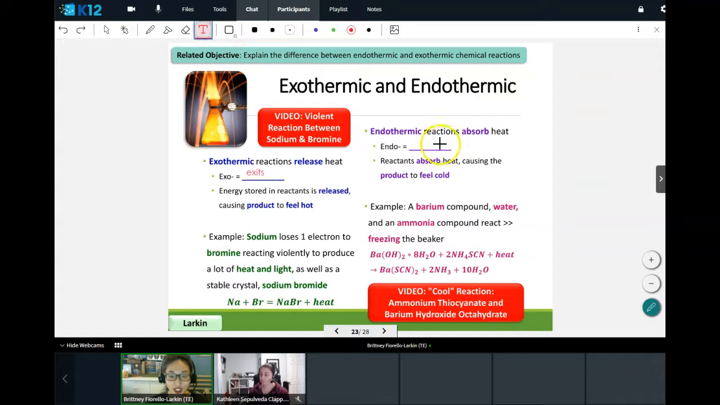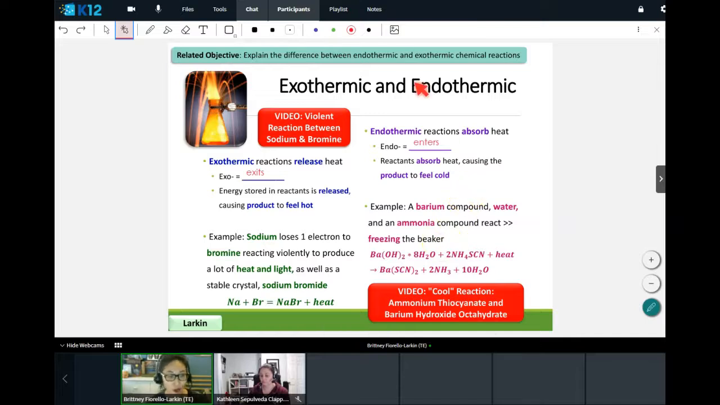Yeah, it means heat enters, exactly. So endothermic, the heat is going to enter into it, which means it's actually stealing heat from the environment, making it feel colder. So I know that's a little bit weird to think about that it's absorbing heat, but it's actually getting colder. So as it absorbs heat, it uses that and it feels cold. So an example is ammonium thiocyanate and barium hydroxide octahydrate reacting to form a cool reaction.